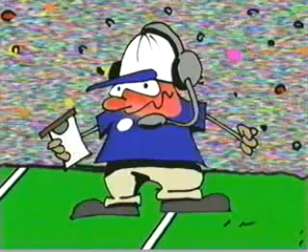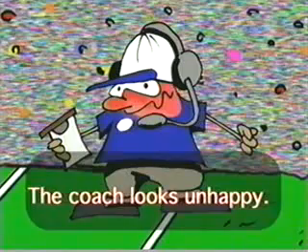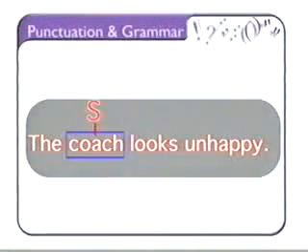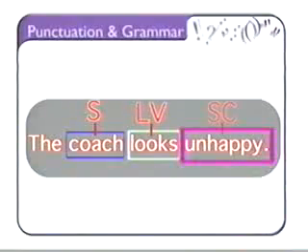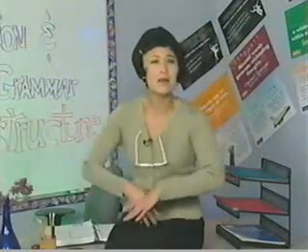Here's an example. The coach looks unhappy. Rather than an action, the linking verb looks describes the subject's state of being. In this case, the adjective unhappy is the subject complement that describes the coach. Now, let's get back to the active verb structures before the coach blows his top.